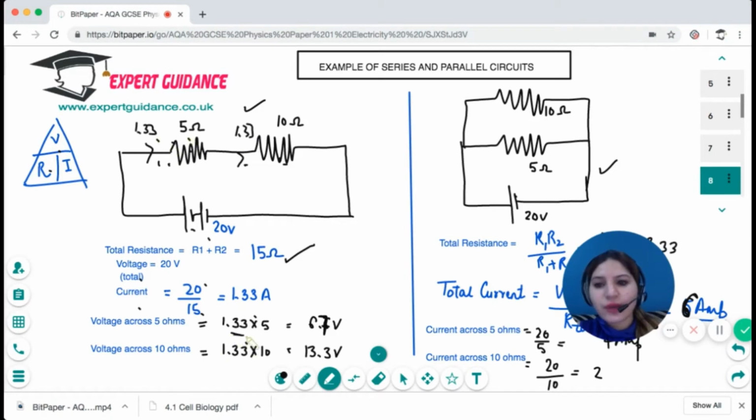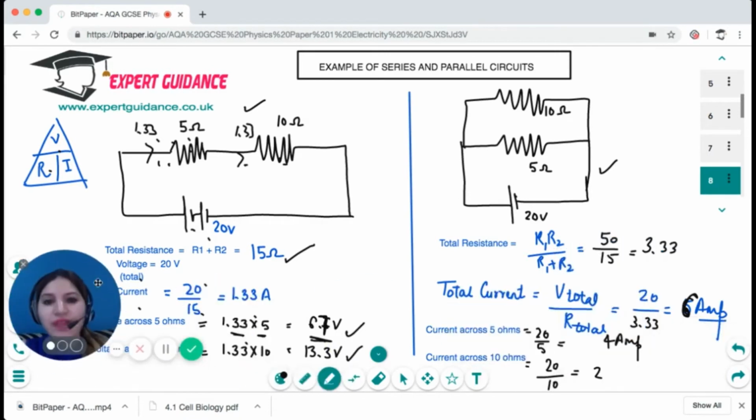So we'll do 1.33 times the resistance of each, and we'll find the current flowing across each. Okay. So that is the voltage across each. So that is 6.7 and 13.3. Now in a parallel circuit, the total resistance is R1 R2 over R1 plus R2. That gives us 3.33. The total current is total voltage divided by total resistance, which is 6 amps. So 6 amps is the total current.